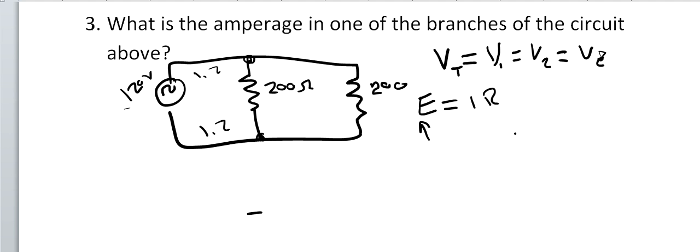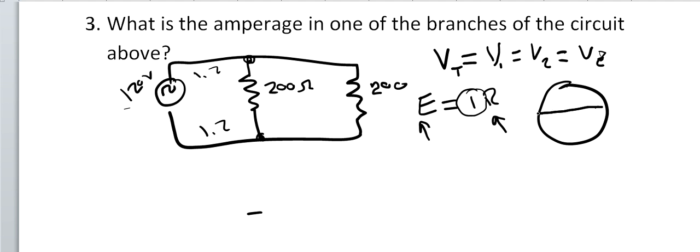We have the voltage, we have the resistance value, and all you're looking for is I, or amperage. So let's plug it into Ohm's law. Just throw in these values. We have 120 volts, and we have the resistance value of 200 ohms. And it's asking for the amperage in just that one branch. So we divide 120 divided by 200, and we get 0.6 amps. So 0.6 amps is coming down this branch here.